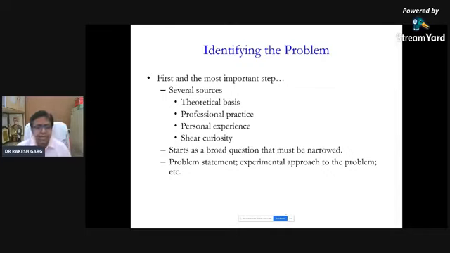The professional practice or the personal experience: when you are using a technique, it is not giving you much outcome to your satisfaction, or patients are not satisfied, or adverse effects are much more, you start thinking of something new and you start practicing it. And you find that something is coming out better. Is it really better, or is it your perception? It requires research. Or sometimes it is sheer curiosity.